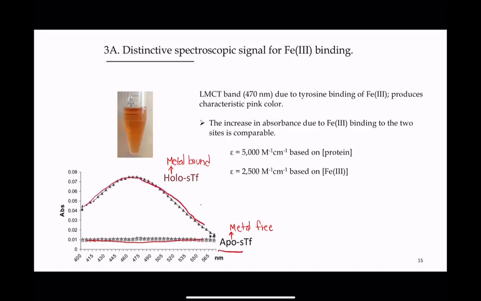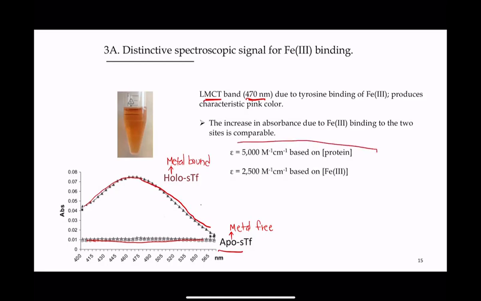So what is this absorbance due to? It turns out it's due to a ligand to metal charge transfer, or LMCT, that occurs at 470 nanometers. And it's a consequence of the tyrosines that are bound to the iron. And it produces a very characteristic pink color.